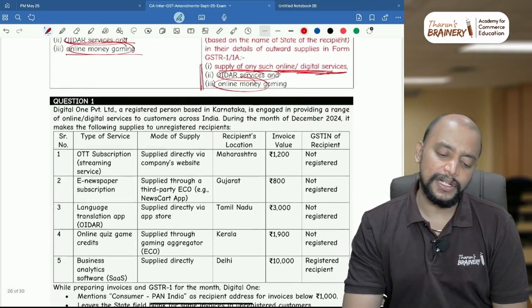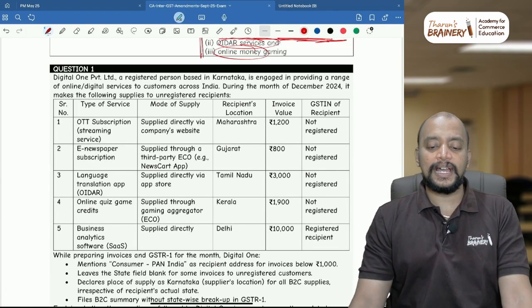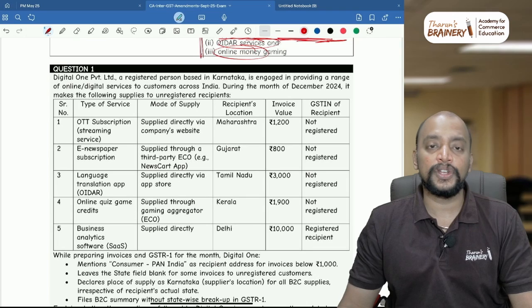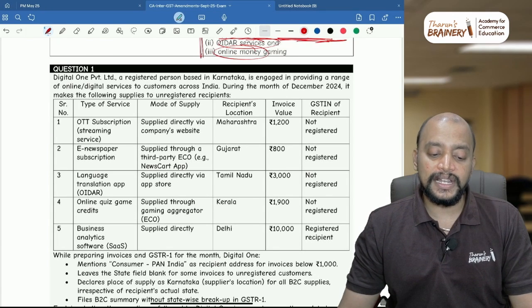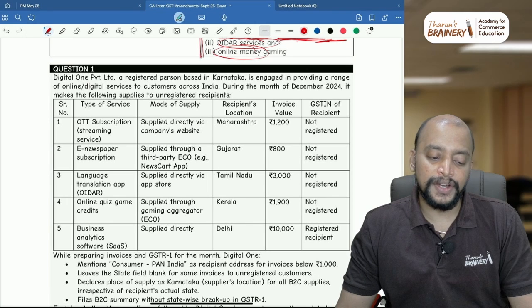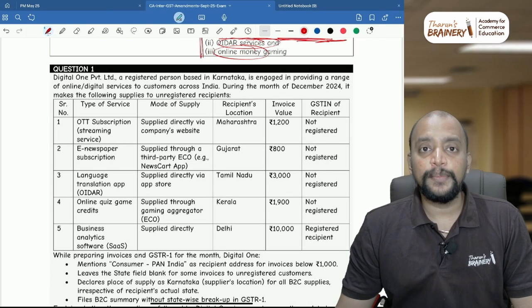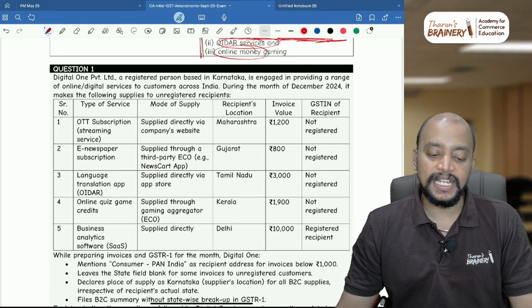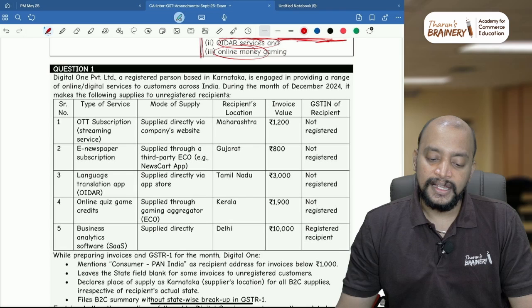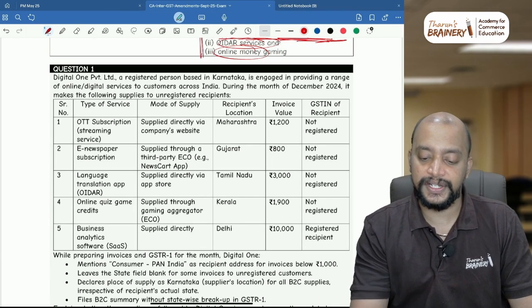So, look into this question. Digital One Private Limited, a registered person based in Karnataka, is engaged in providing a range of online or digital services to customers across India. During the month of December 2024, it makes the following supplies to unregistered recipients. Type of service: OTT subscription, streaming service. Mode of supply: supply directly via company website. Recipient location: Maharashtra, invoice value 1200, not registered.